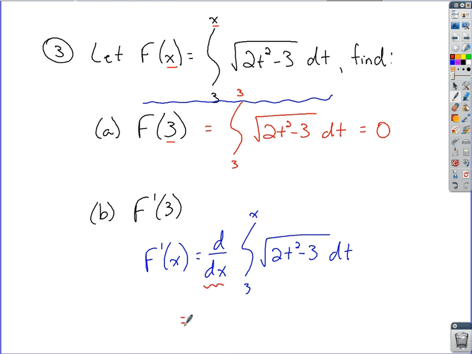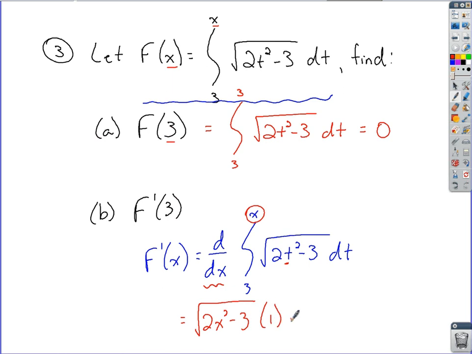And to do that, we start by taking this top value here, plugging into the function here for t, getting the square root of 2x squared minus 3. As the rule continues, you're multiplying on the derivative of that x you just plugged in, right? So you're multiplying on a 1.